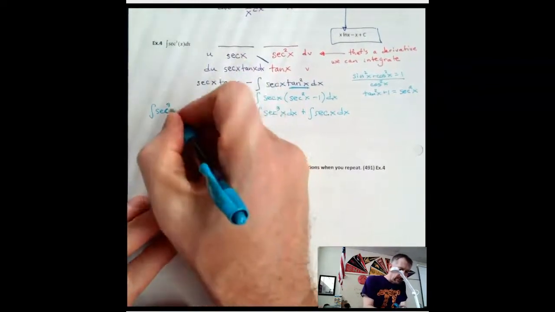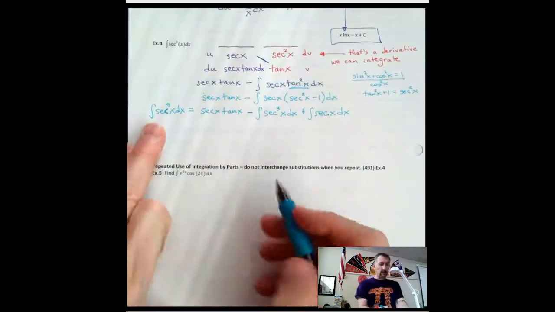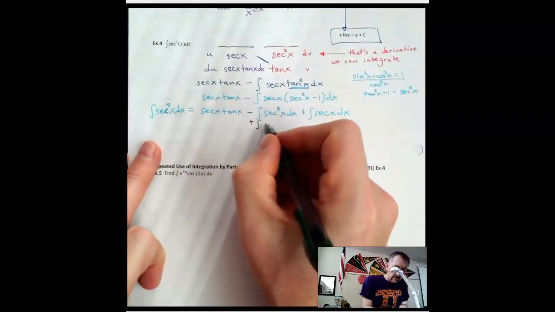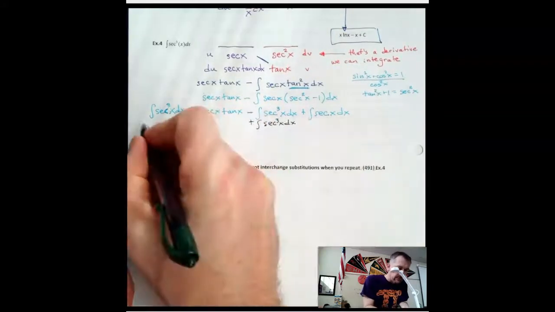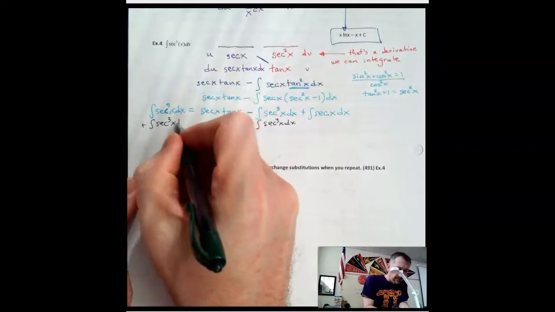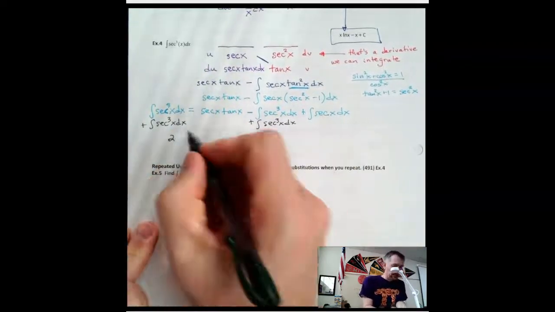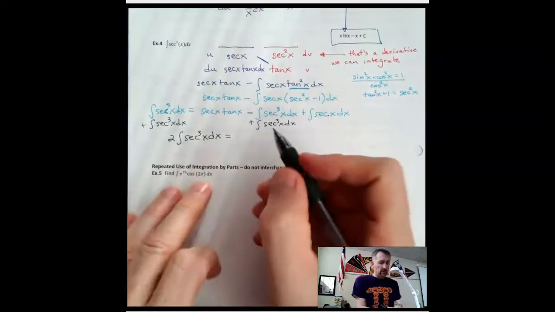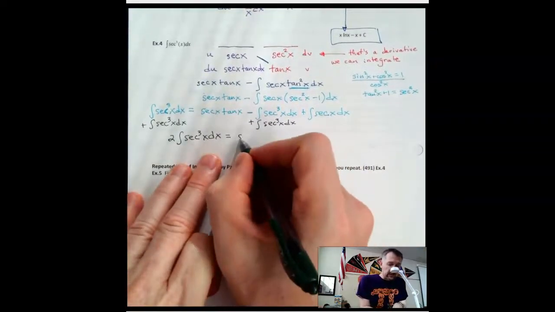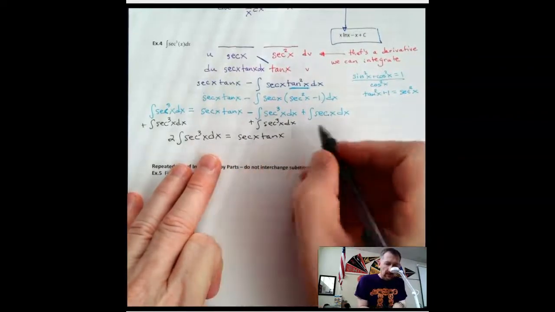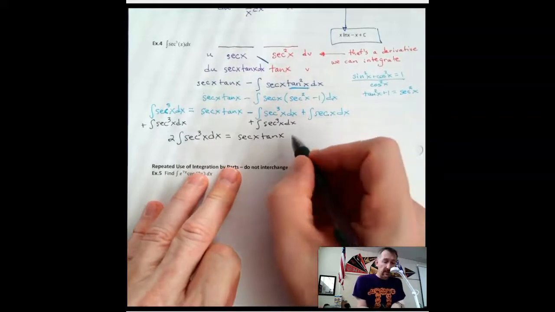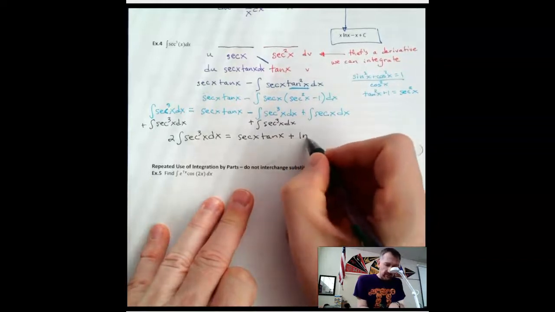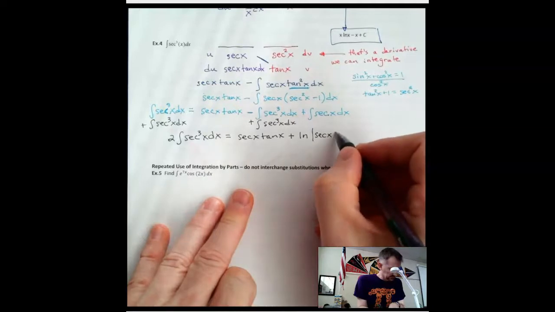Secant cubed x dx. So if you look at that right there, if we add the integral of secant cubed x to both sides, we would have 2 integral of secant cubed x dx equals secant tangent, and then we would have this little integral down here, and that is the natural log of secant plus tangent.